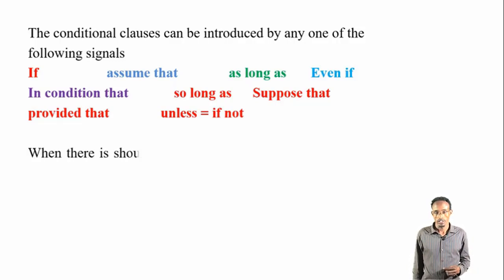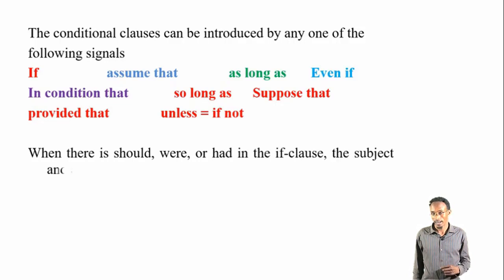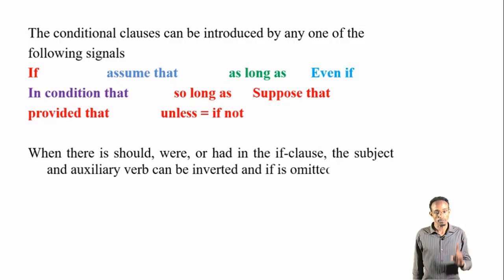When there is should, were, or had in the if clause, the subject and the auxiliary verb can be inverted, and the if is omitted.